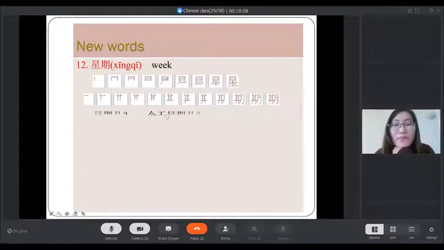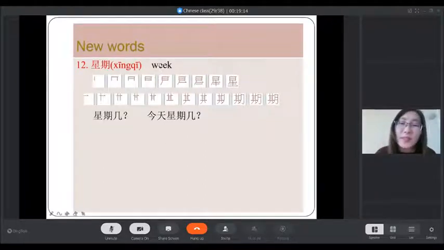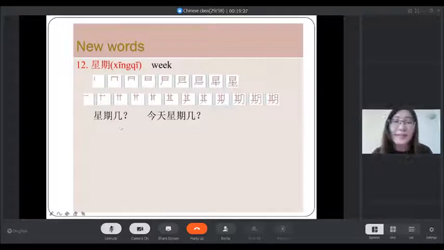And another one, 星期, means week. So if I say 星期几, this asks the question, 几 means how many, means which. It asks about a number less than 10. So 星期几 means which weekday. 今天星期几? What is the weekday today?